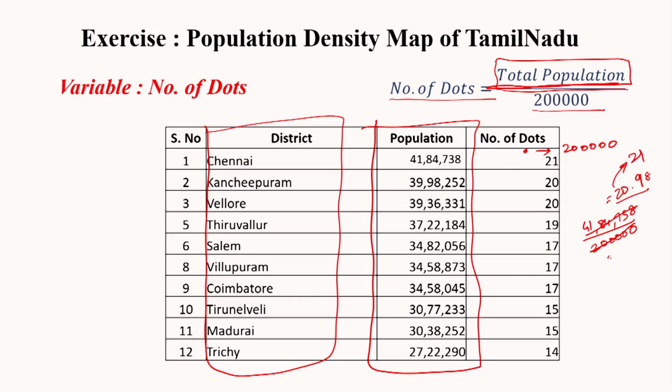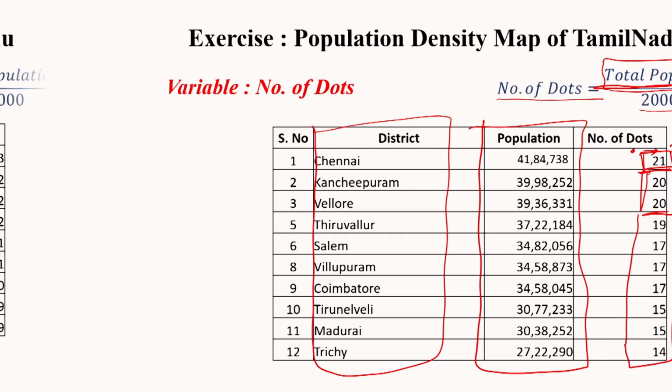If the value after the decimal is less than 5 we will round off to the lower value, that is 20. So, in this case it is 20.98, so we will round off to 21. So, for Chennai the number of dots we have to keep is 21, and for Kanchipuram, Velur it is 20. And so on for different regions. These are different district values.